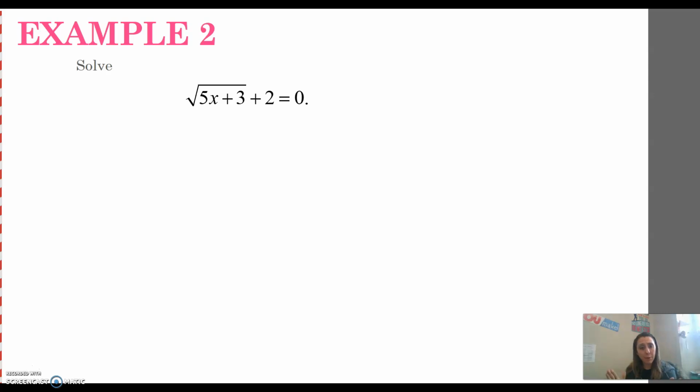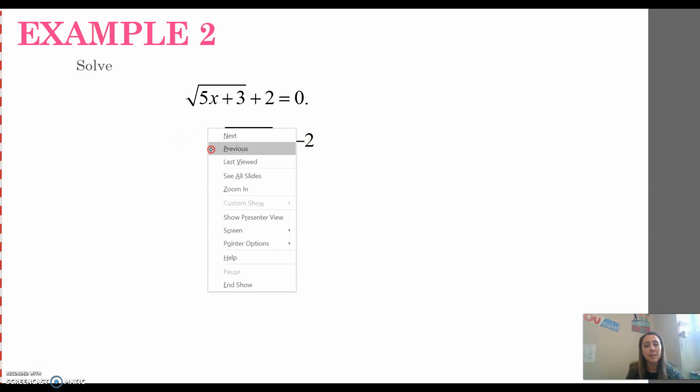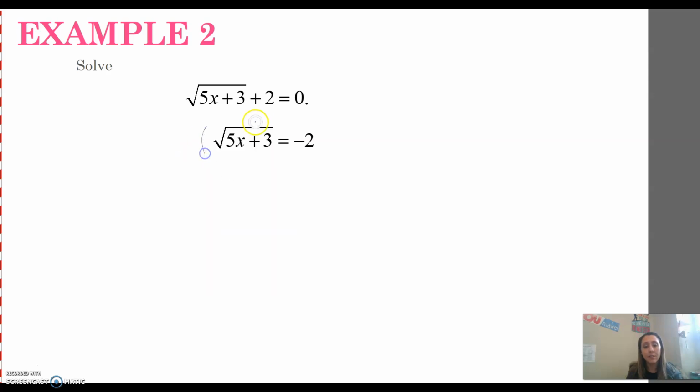So now you probably, after listening to me, have written down this problem. The first thing we need to do is isolate that square root. We've got to get the square root of 5x plus 3 by itself. So I'm going to subtract 2 from both sides. Now you can subtract 2 from both sides, right? Then we want to square both sides, right?